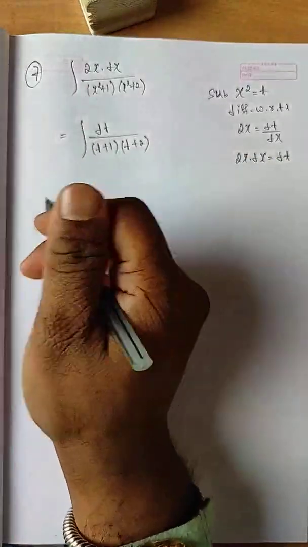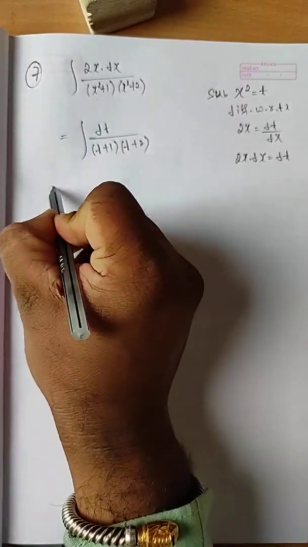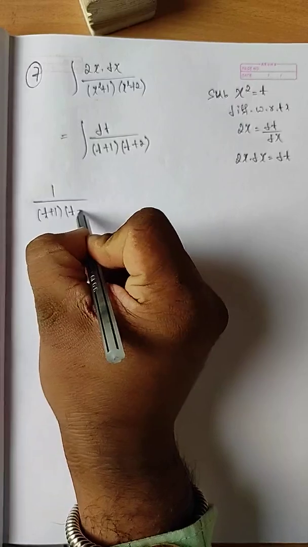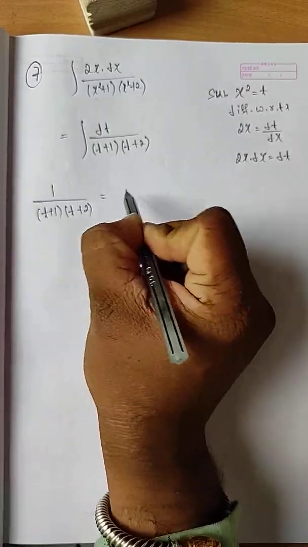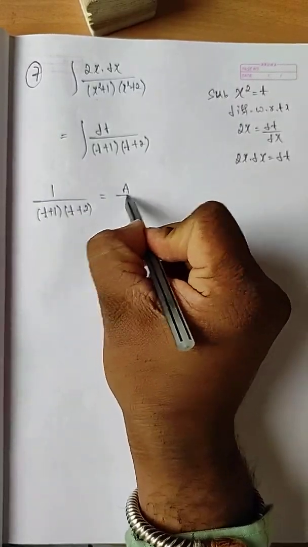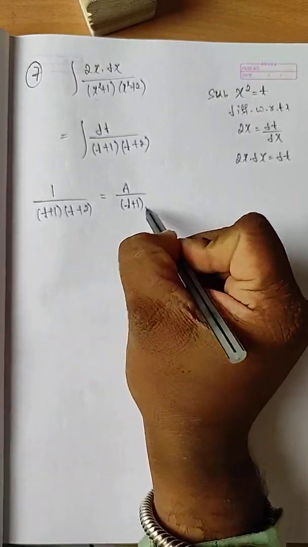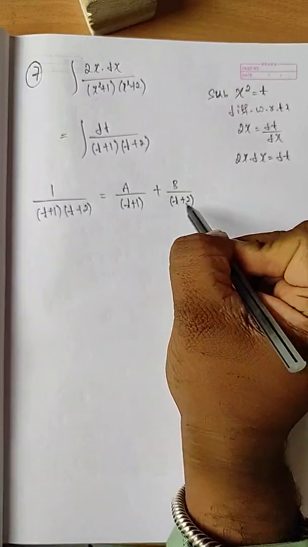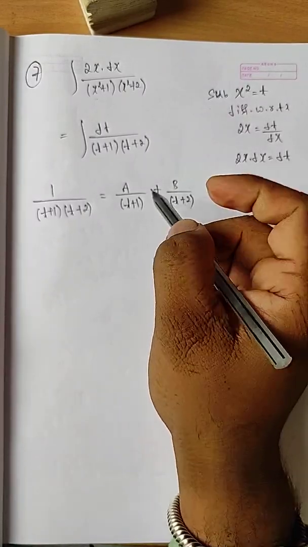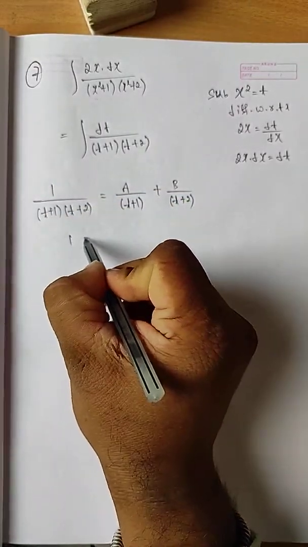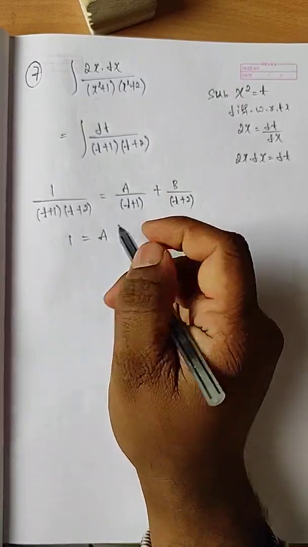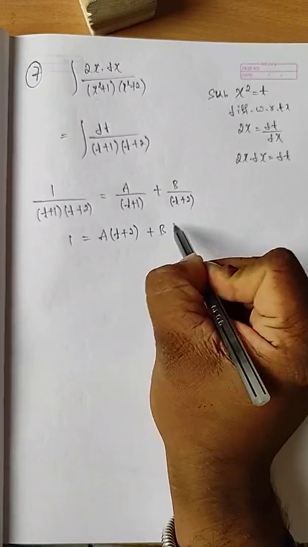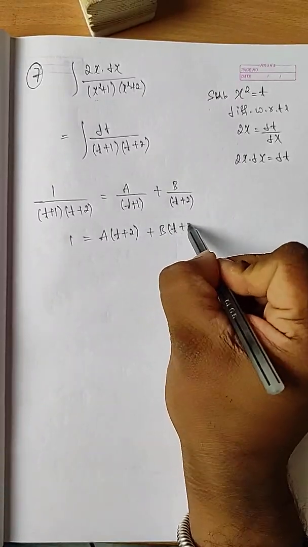Here I will take this fraction, 1 by (t plus 1) into (t plus 2), and convert it to partial fractions: a by (t plus 1) plus b by (t plus 2). Now we want to find the values of a and b. To find them, 1 is equal to a into (t plus 2), since t plus 1 is already there, plus b into (t plus 1), since t plus 2 is already there.